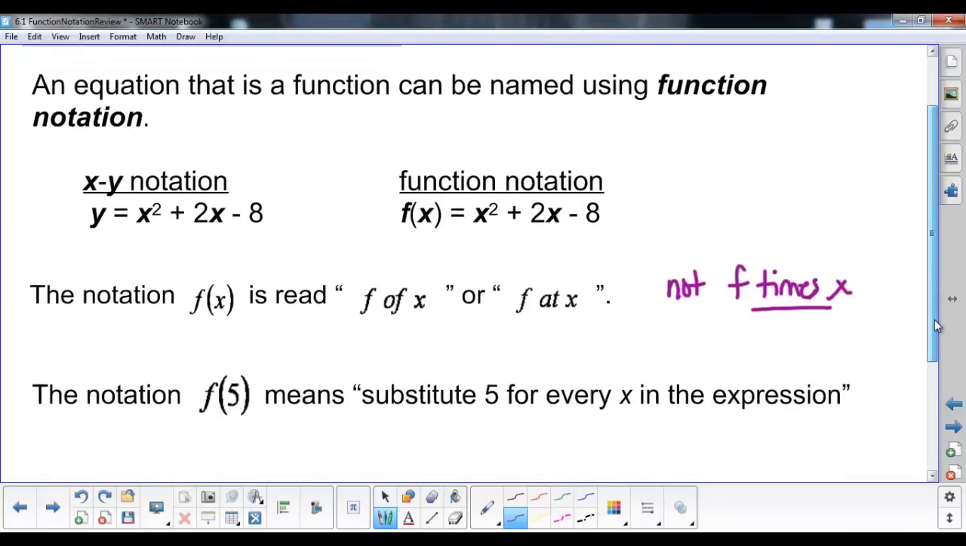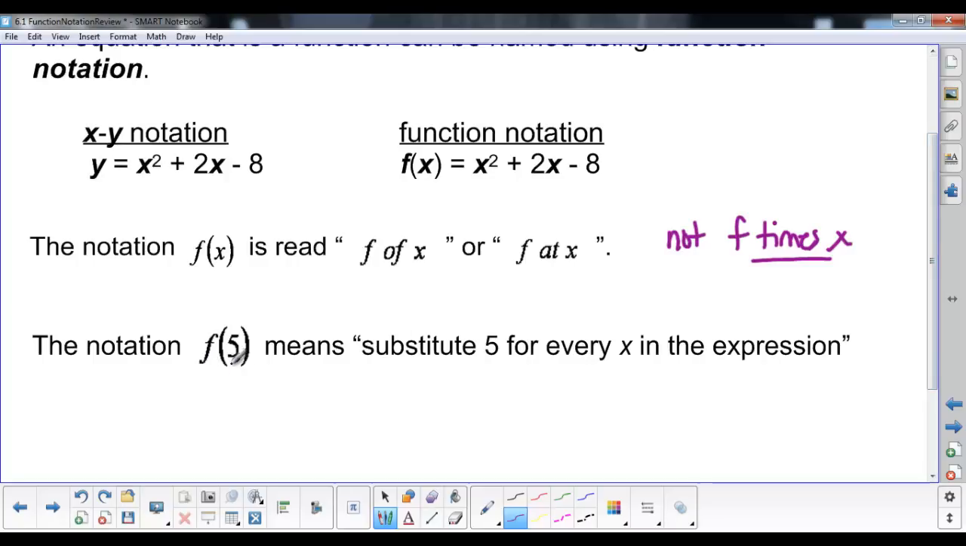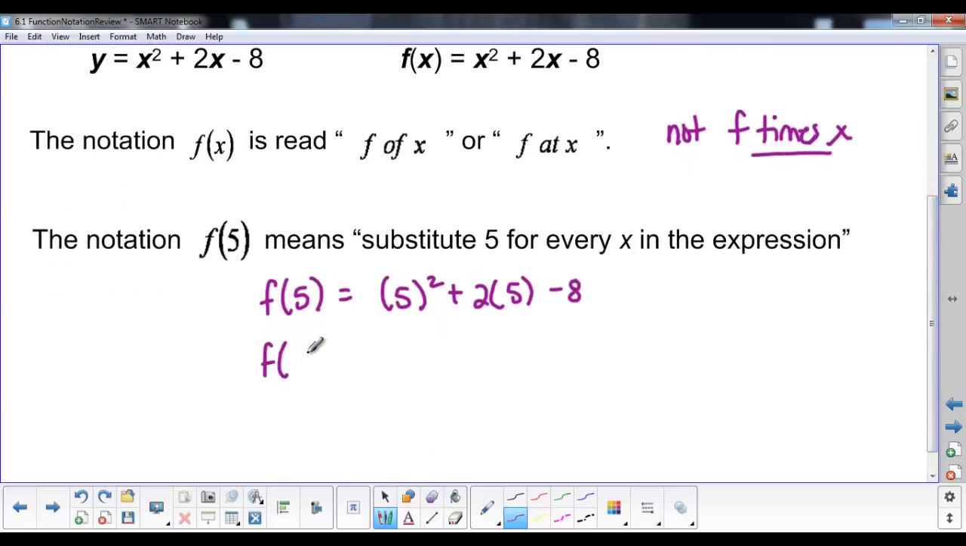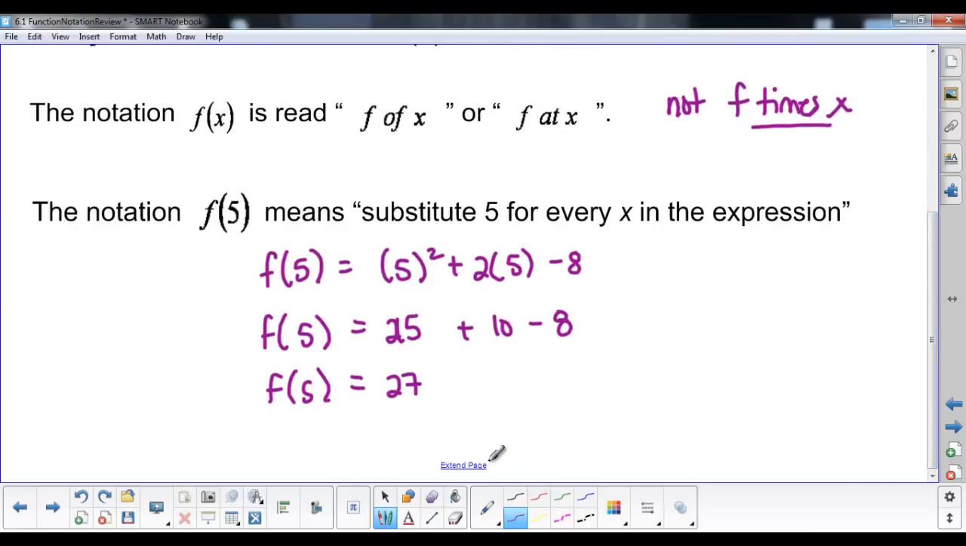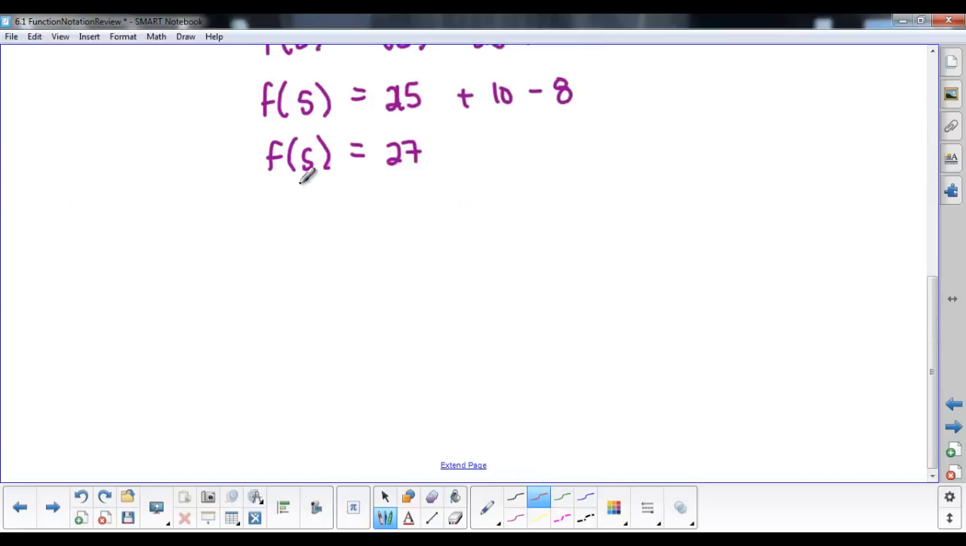If we were to solve for f of 5, that means I'm going to substitute 5 for every x in the expression. So to solve for f at 5, I would sub in the number 5 and solve. We have 5 squared, which is 25, plus 10 minus 8. So then we can say that f of 5 equals 27. Now this is something that I see a lot, and I don't want this to happen, so I'm going to show you what I see, so that you won't imitate it. A lot of people think that this is f times 5, and that for some reason they need to isolate for f.